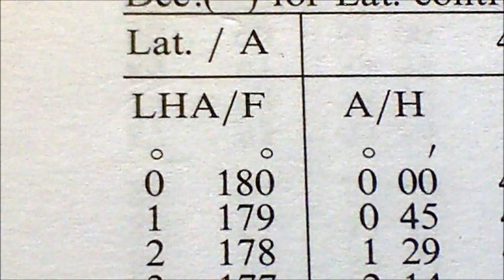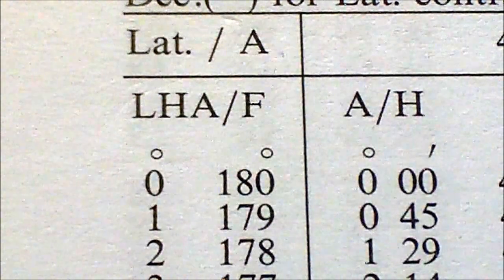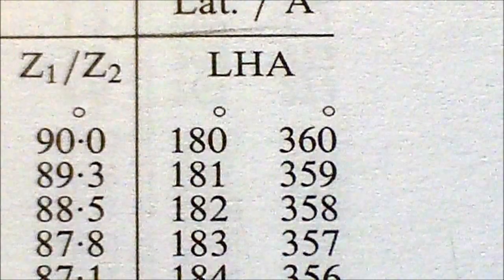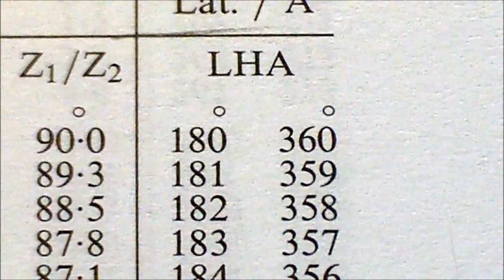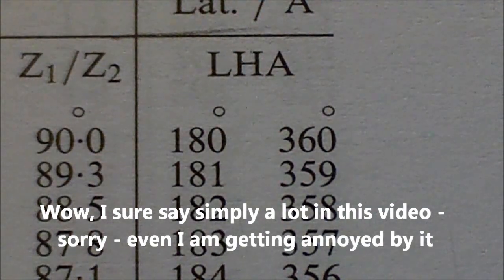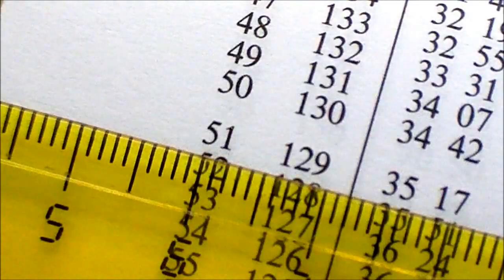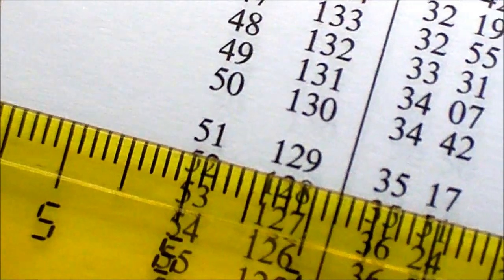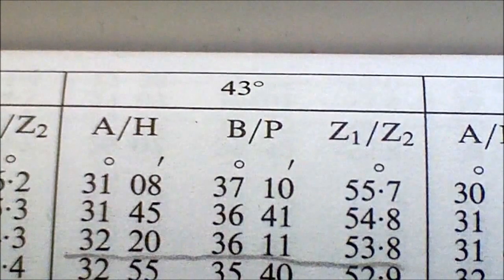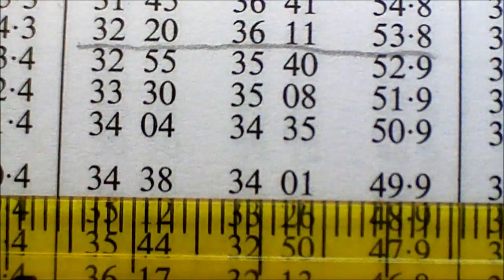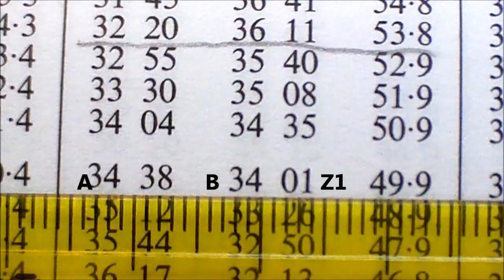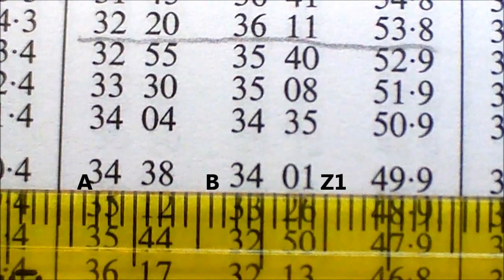If you notice those two left columns there, those are both LHA and they run up and down the left side of the page. On the right side of the page there are also two columns for LHA. You simply find the column that has your number and you use that. Our LHA was 51 degrees, so we simply move to the right to the column for 43 degrees latitude. And we get our three sets of numbers. A is 34°38', B is 34°01', and Z1 is 49.9.